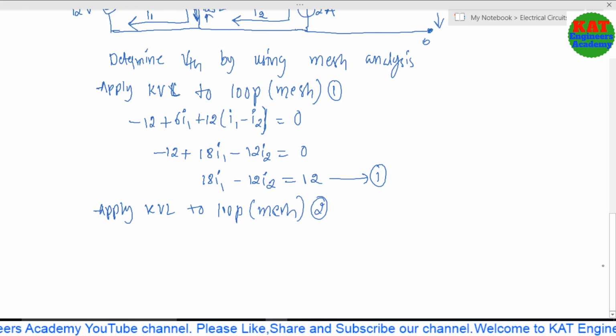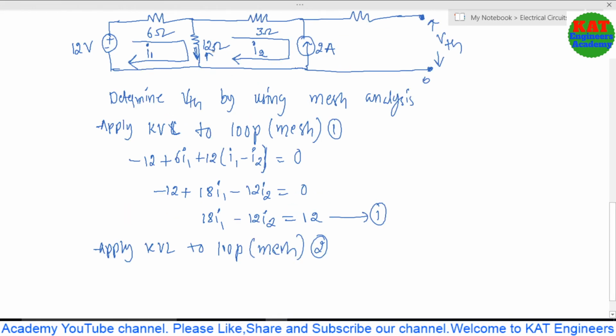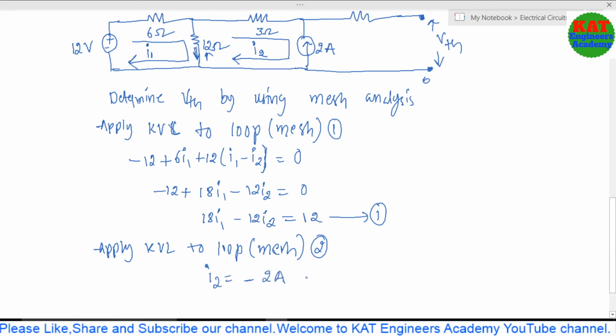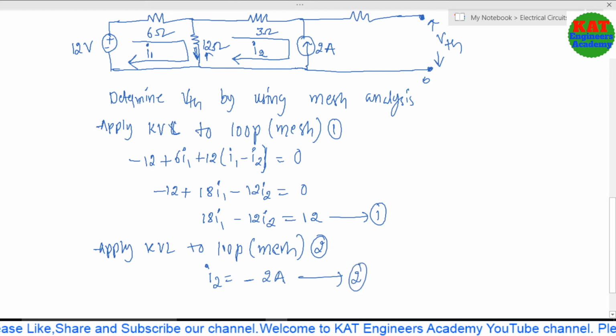For the second loop, just listen, in this loop we directly have one current source. So finally we can consider directly this value as I2 only, but it is in the opposite direction. Now from this we'll get I2 equal to minus 2 amps. So finally we directly get the I2 current.